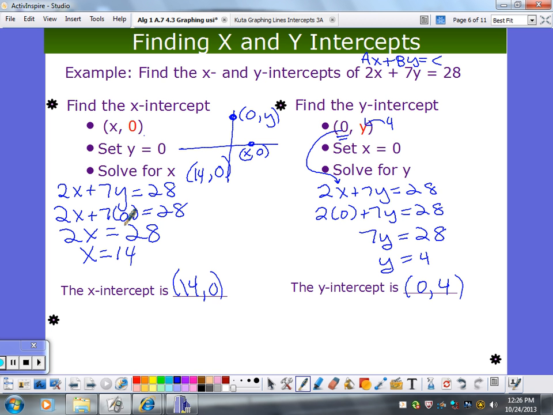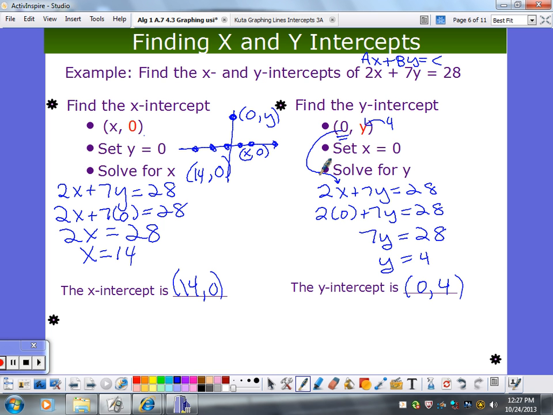Why is this 0? Where is that? Because of an x-intercept, right? What's the y value of any point there? 0. So if I want that point, that's my y value. It has to be. And that's why I plug it in for my y.